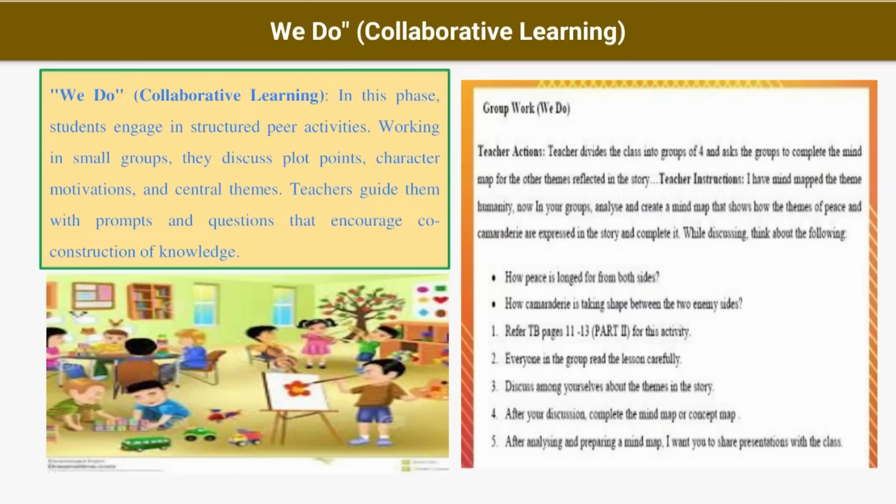Next, we shift to we do, which is also called collaborative learning. We do collaborative reading. In this phase, students engage in structured peer activities. Working in small groups, they discuss plot points, character motivations and central themes. Teachers guide them with prompts and questions that encourage co-construction of knowledge.